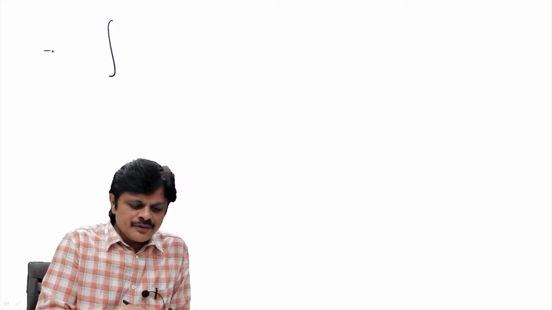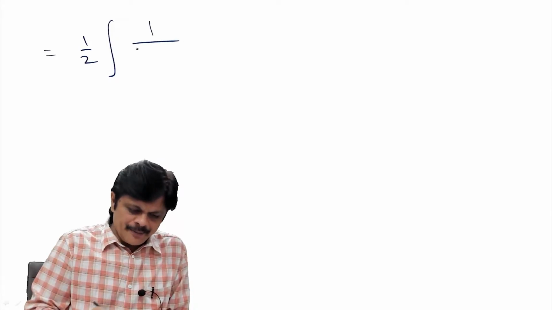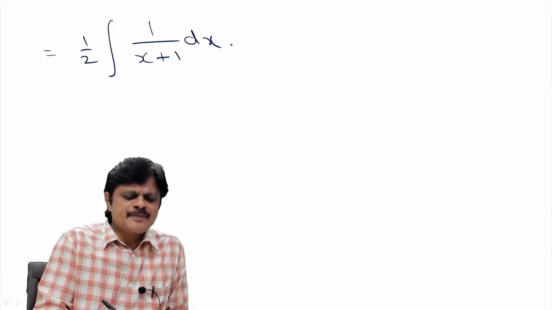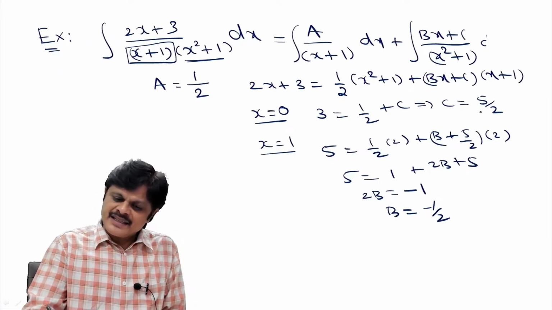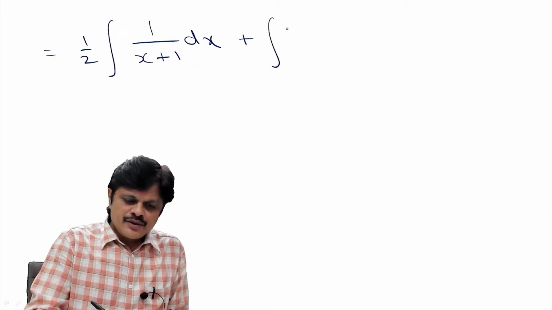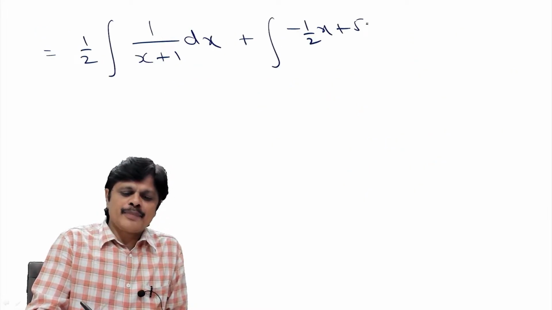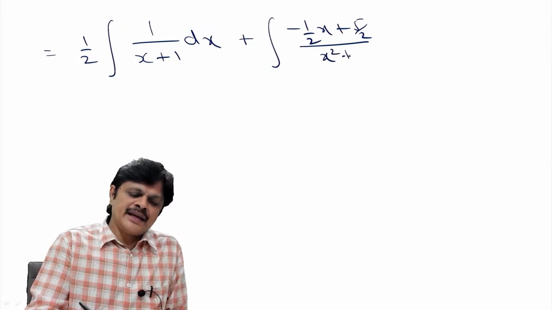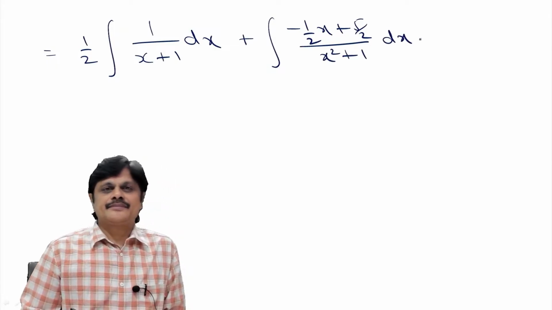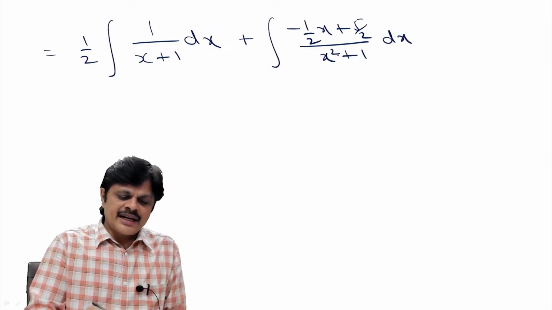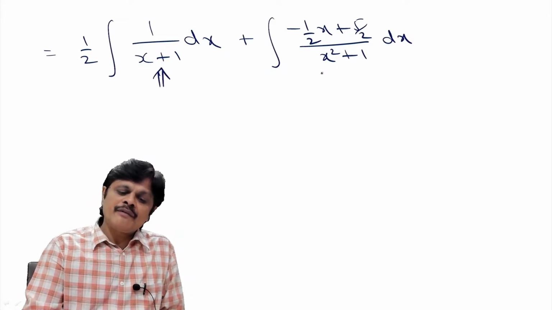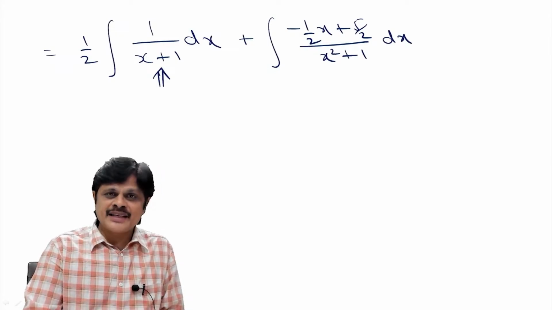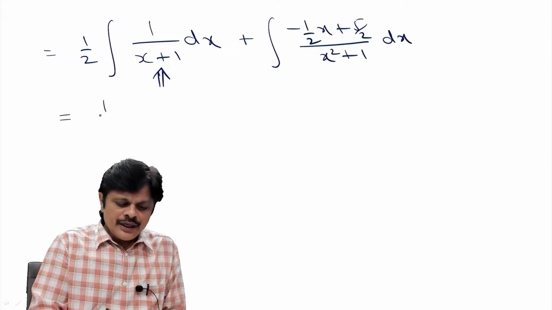So now how can you write it? Integral a means 1 by 2, so it is 1 by 2 into 1 by x plus 1 dx. This part is ready. But this part you have to work on. b is minus half, c is 5 by 2. So it is minus half x plus 5 by 2 by x square plus 1 dx. Okay, so this is the idea. Now you need to integrate. This is a direct log integral, but for this one, the derivative of the denominator should be the numerator. We have to arrange things in that manner.